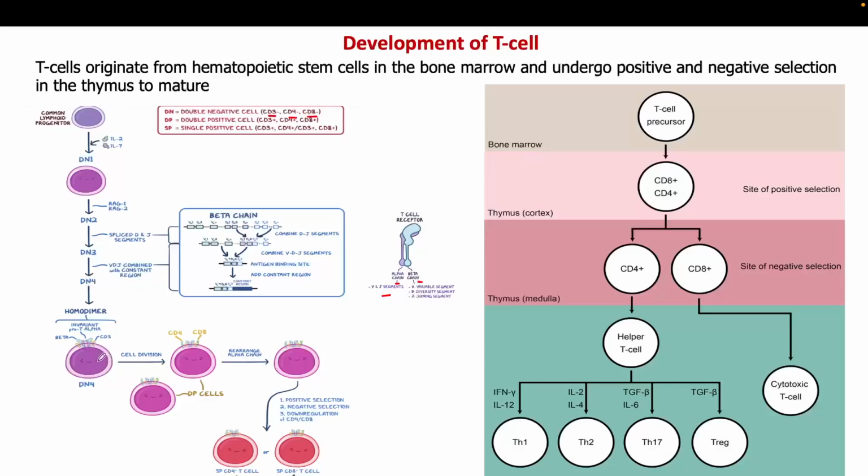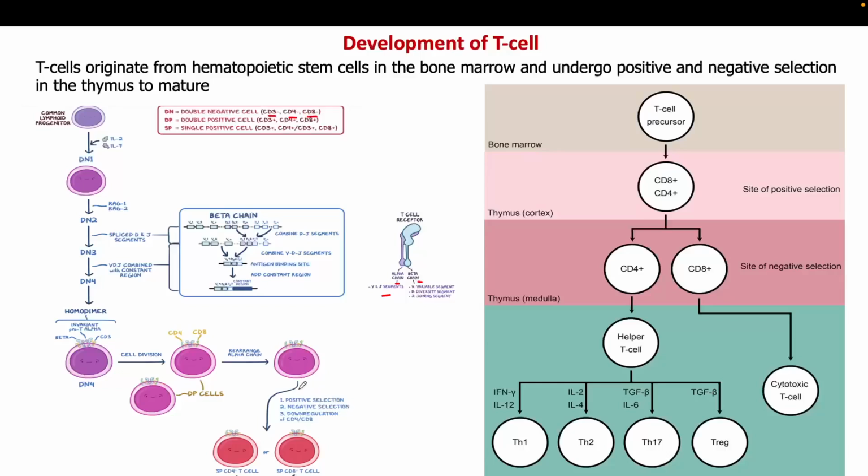This is the DN4 where you can see that CD3 is present, meaning it is going to start the synthesis of CD3. Here there is the beta chain, and the alpha chain is now present here. This is the starting of the TCR. After cell division, it will give you the double positive cell. Double positive cells means it is having the receptor for CD8 as well as CD4. Then again it will rearrange the alpha chain. In case of a double positive cell, it will rearrange the alpha chain as well as the beta chain, and then it will go for the positive selection.